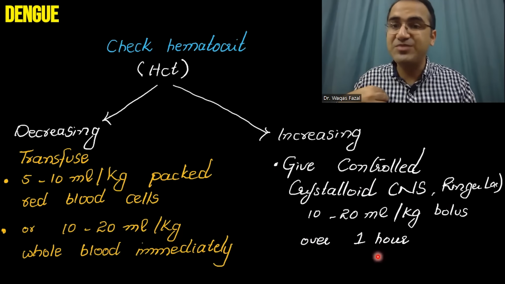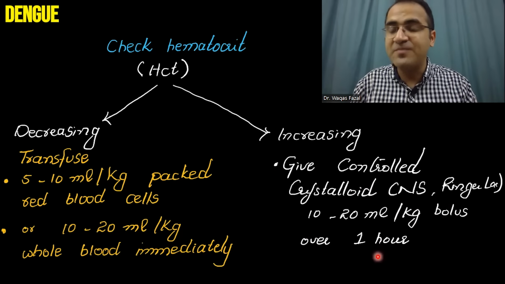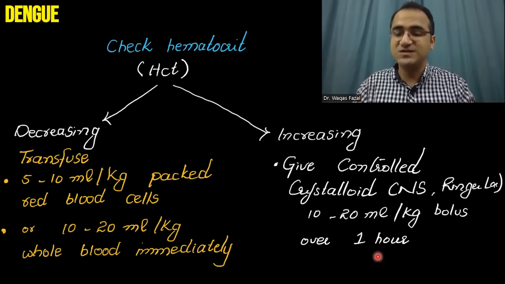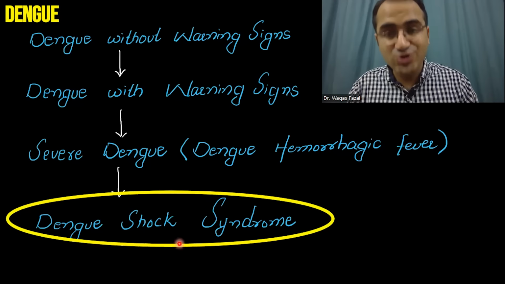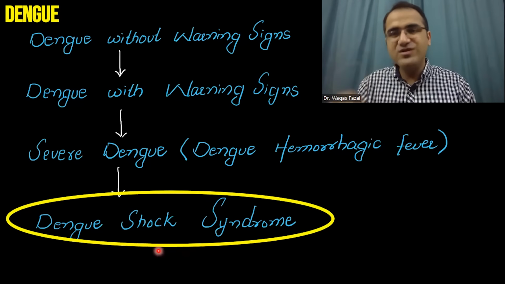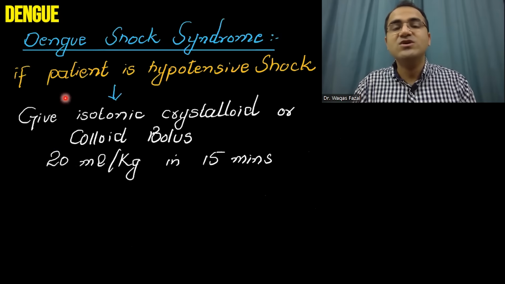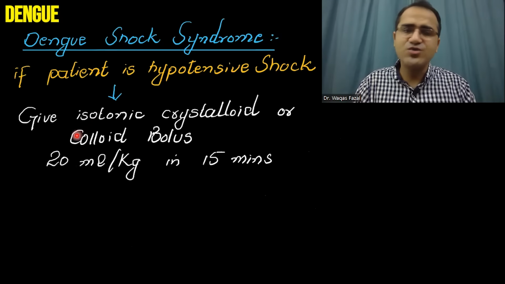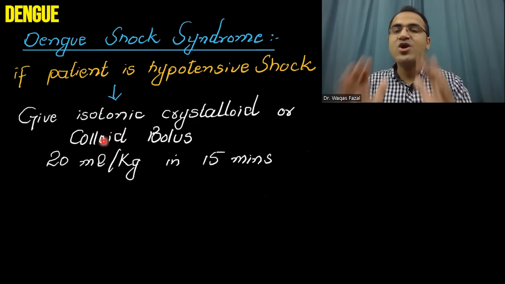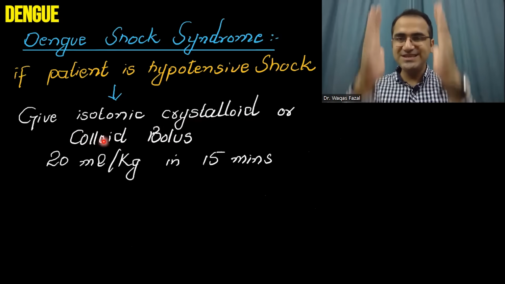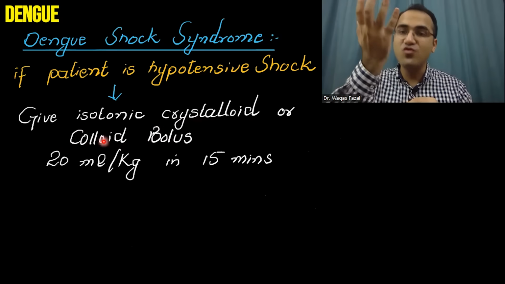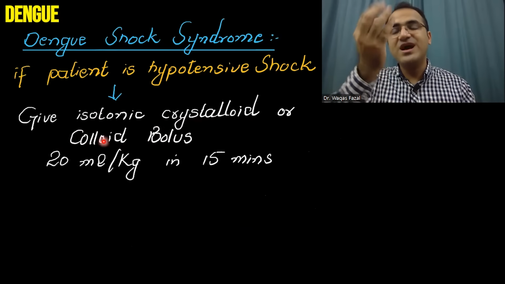Auscultate the chest for any crepitations and palpate the abdomen, because there might be a fluid overload, that the fluid that you are giving is going into the third spaces. Now coming to the dengue shock syndrome. In dengue shock syndrome, the patient has severe dengue with shock. In that case, if the patient is in hypotensive shock, you have to straight away give isotonic crystalloid or colloid bolus. Remember, colloids are the fluids that stay within the vessel. They do not go outside the vessel, and they give a rapid improvement in the patient with hypotension.